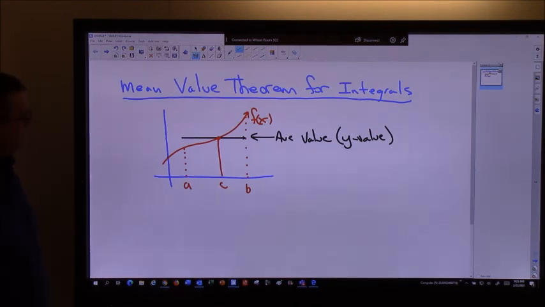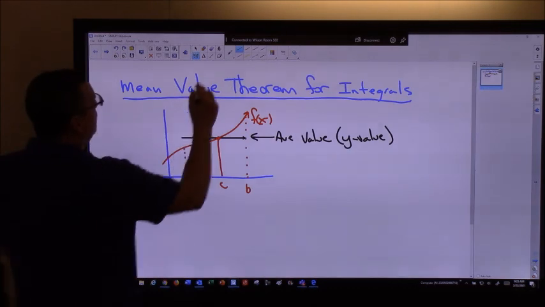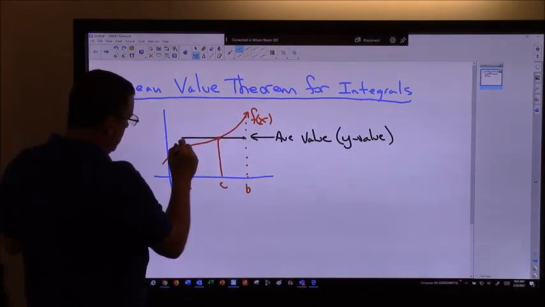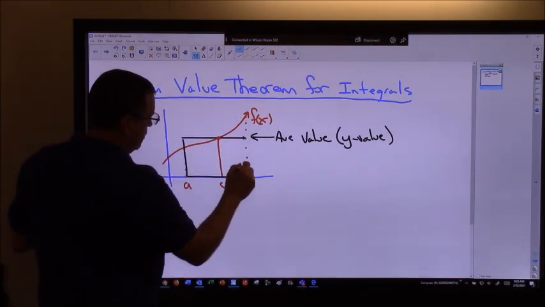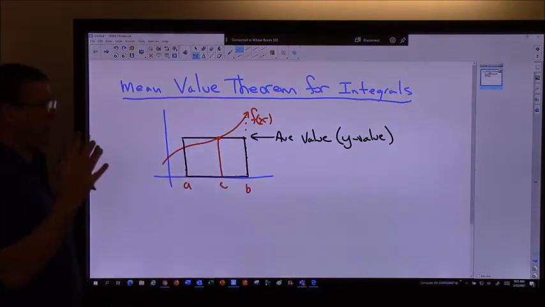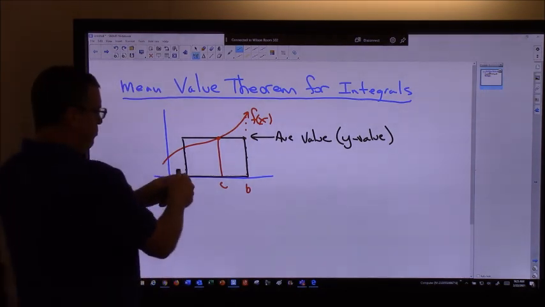Well, I know that to find the area of this rectangle right here, it's one big rectangle, I would just do base times height.